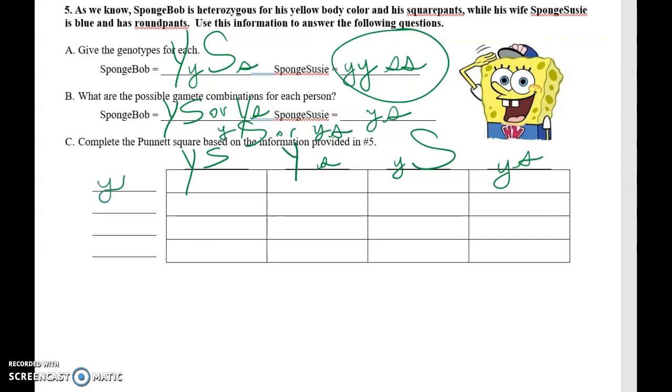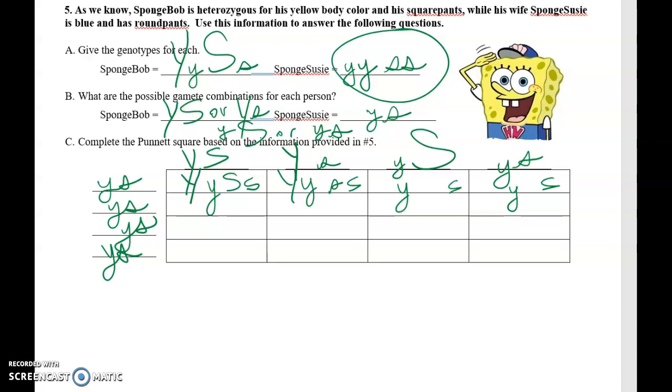I could repeat that down here on the Punnett square 4 times, but I don't really have to because she's only going to make this one special type of egg. She gets the little y, the little s. So what does SpongeBob pass down? He can pass down the big Y, big S, and the other combinations. As you have it, there are going to be 4 children possible.